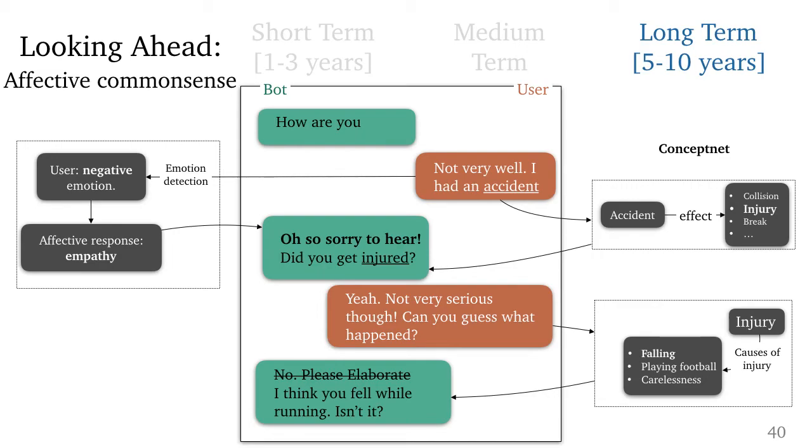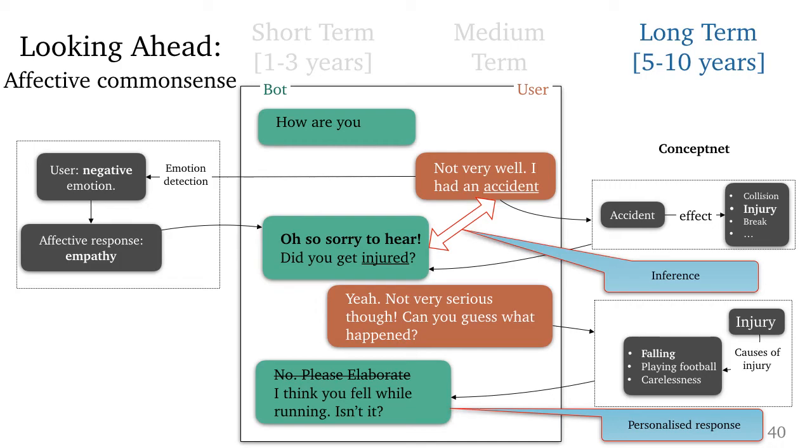I believe that a dialogue system is a complete NLP. In a dialogue system, we should have everything: discourse understanding, NER, of course, causal effect, NLI, everything. That's the most difficult and hardest thing to do. And just performing sequence to sequence is not enough. So this is inference and this is personalized response.